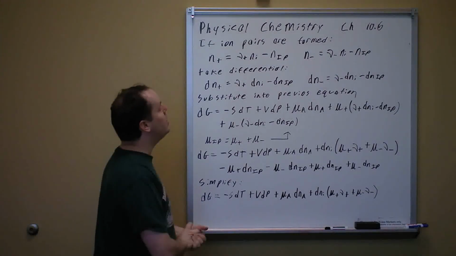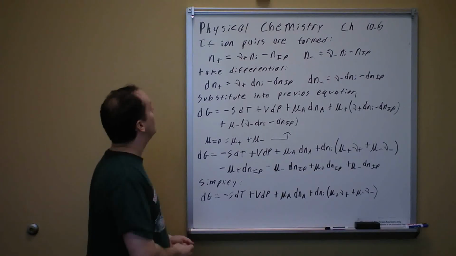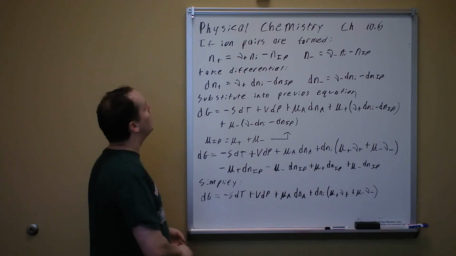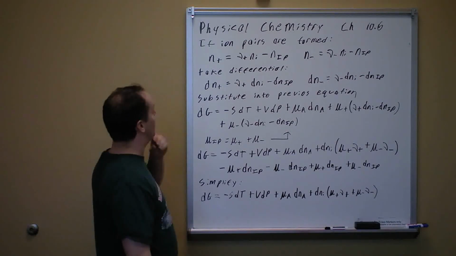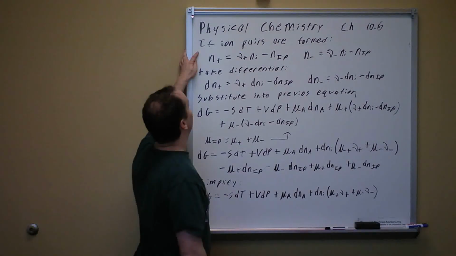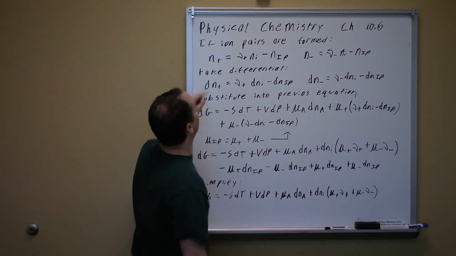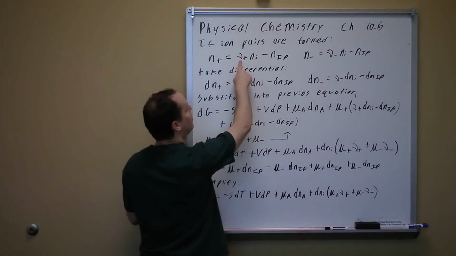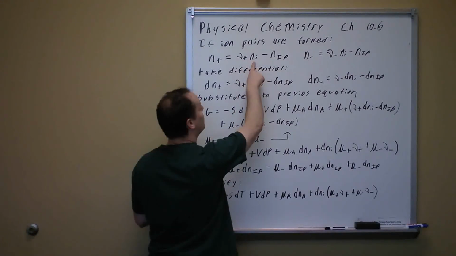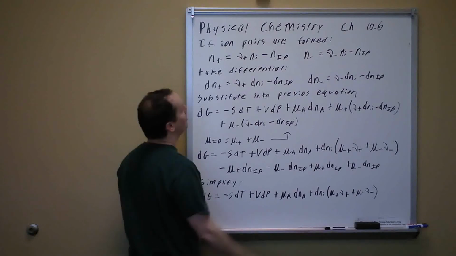Continuing on Physical Chemistry, Chapter 10, or in Section 6, we're talking about electrolyte solutions. So we just showed what happens if we don't have ion pairs in a solution. Now what happens if ion pairs are formed? Well, the number of moles of the cations is equal to the stoichiometric coefficient of the cations times the number of moles of the electrolyte minus the number of ion pairs.